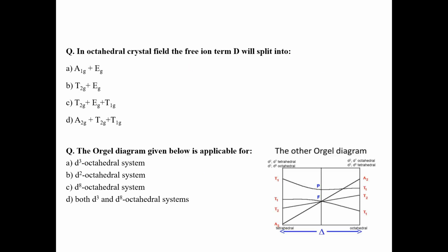Since it will be creating a very small energy gap, lambda will be higher for this one. In an octahedral crystal field, the free ion term D will be split into t2g and eg. The original diagram given below is applicable for a d3 octahedral system. Here the answer is already written. So both d3 and d8 octahedral complexes.